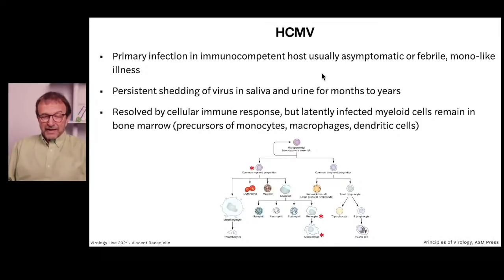The primary infection usually gives you an asymptomatic or a febrile mono-like illness, similar to Epstein-Barr virus. You can shed virus in saliva and urine for months to years, so infectious virus. Eventually, this will be resolved by immune responses, but you do have latently infected myeloid cells. These are cells derived from the common myeloid progenitors, for example, which are precursors of monocytes, macrophages, and dendritic cells. And so the virus persists in that form.